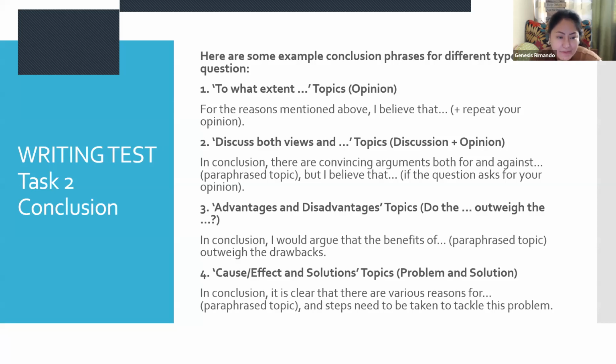So this is a sample template. Again, if your type of question is advantages and disadvantages, how do you end your essay? It should be this way: In conclusion, I would argue that the benefits of blah, blah, blah outweigh the drawbacks. You just need to paraphrase the topic. You have this template and you just insert. So it's easy, right? For cause and effect solution topics, your conclusion should be: In conclusion, it is clear that there are various reasons for blah, blah, blah, and steps need to be taken to tackle this problem.